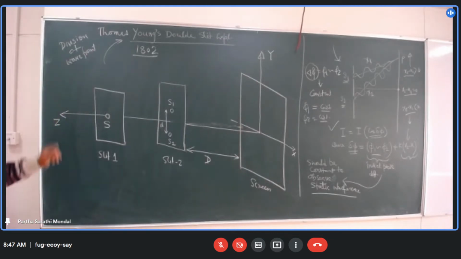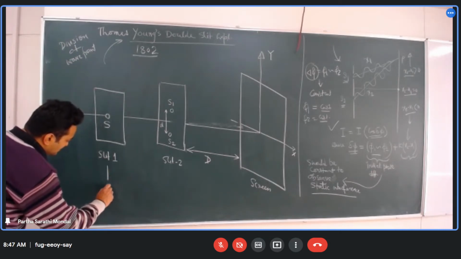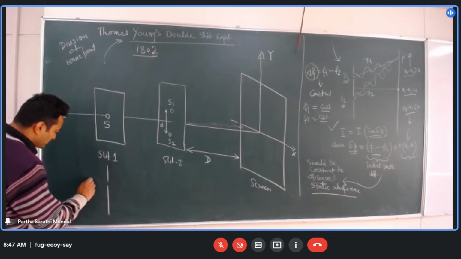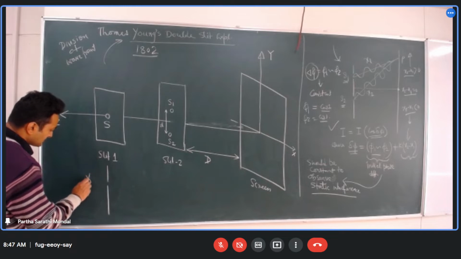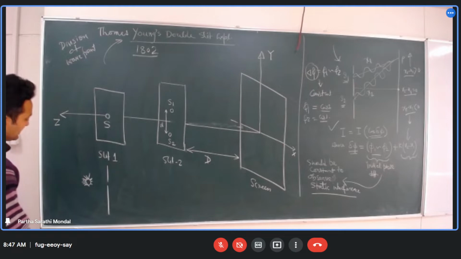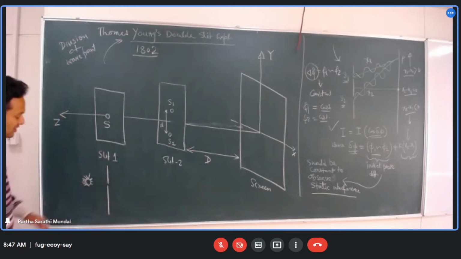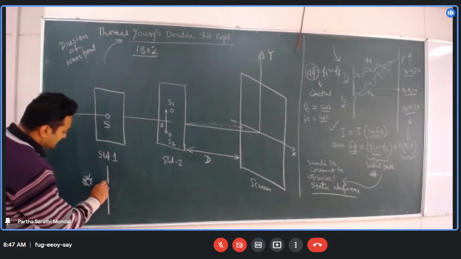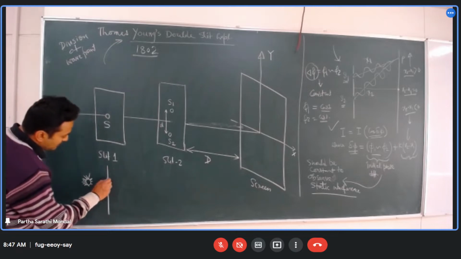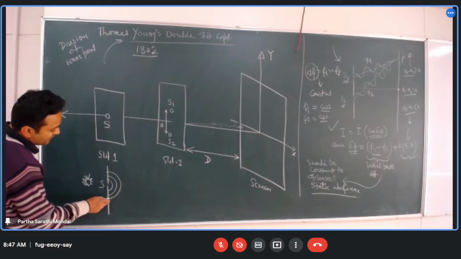So now what is happening if I see here? This is the screen. Now we have a light source here, maybe a little bit of an extended light source. Since we have a screen here and a very small hole here, this hole opening S will act as a source. And since it is a point source, it will emit a spherical wavefront.